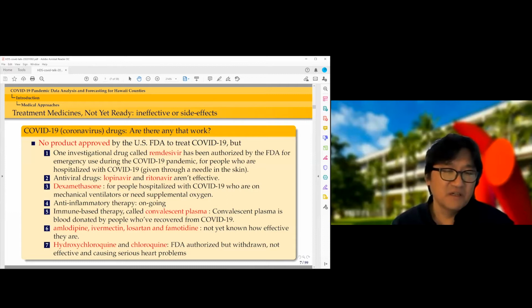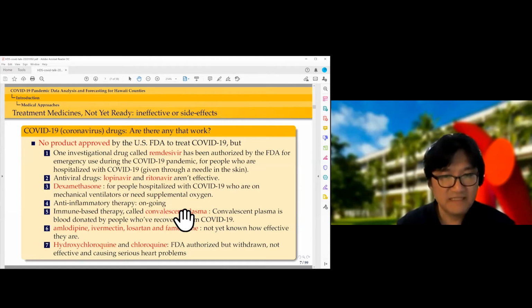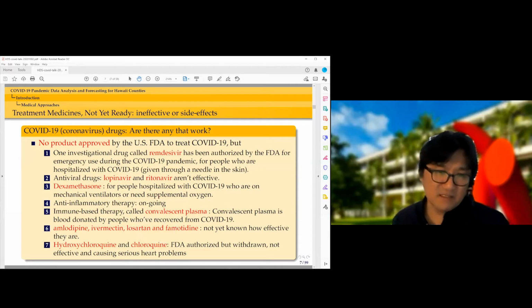In terms of general common sense, we could just ask whether there are any COVID-19 drugs available. Actually, there's no product approved by the US FDA so far, but there are some things going on. Especially the convalescent plasma is somehow interesting: they took blood plasma from people who have recovered and tried to make it into a medicine for people who are currently infected or seriously ill.